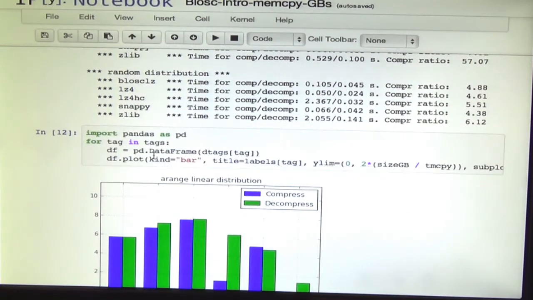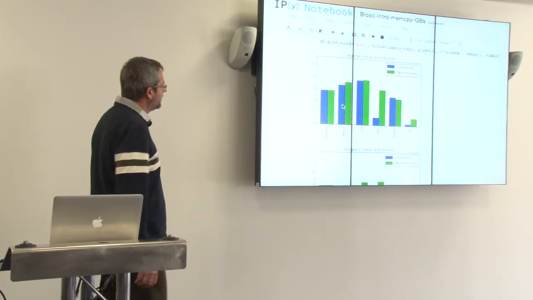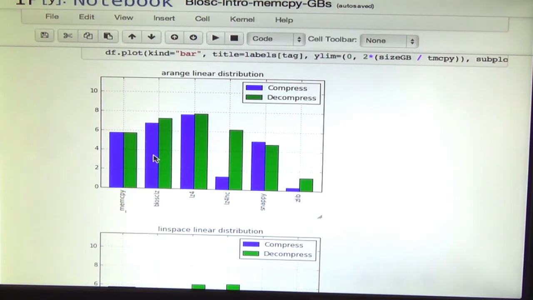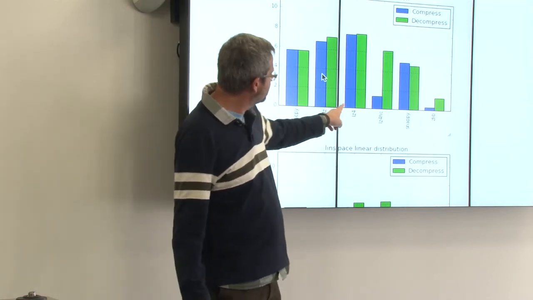So here we just plot the different speeds using pandas with the data frame. We build the data frame, okay? And we are plotting for the different data distributions, we can see the different speeds. So the first bars are memcpy, okay? So this is the speed of the memcpy in my laptop. This is around 6 gigabytes per second, which is pretty typical in modern laptops. And these are the speeds of the different compressors in Blosc.